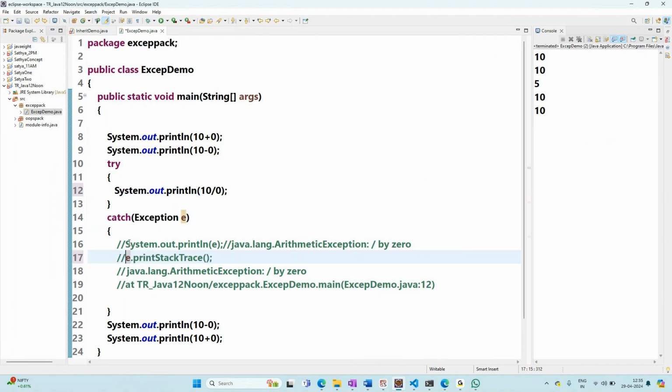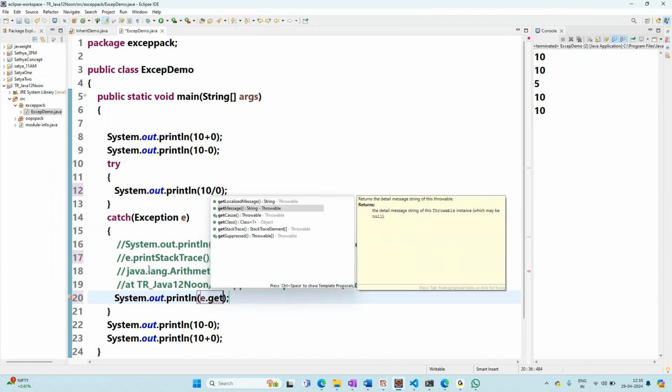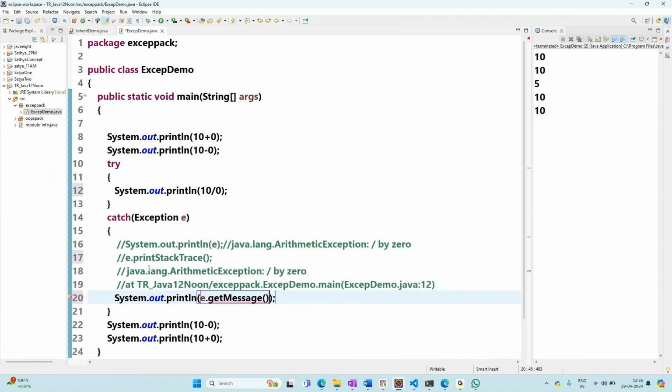There is one more way also. One more way is going to be System.out.println(e.getMessage()). Once you run this, you get / by zero, because of e.getMessage(). / by zero means only the message you are getting. So in these three ways you can go for the exception handling.